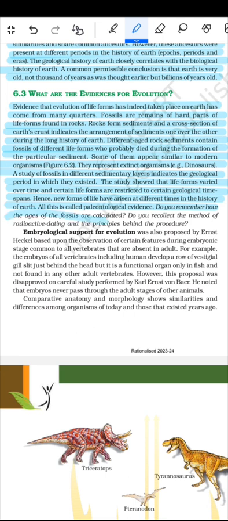Do you remember how the ages of the fossils are calculated? Do you recollect the method of radioactive dating and the principle behind the procedure?